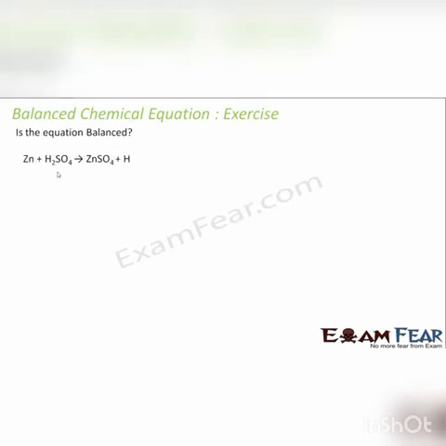The first equation is zinc plus H2SO4 equals ZnSO4 plus H. Let's see if it is balanced or not. You have this reactant and you have this product. In reactant you have zinc. How many zinc? 1 zinc. In product how many zinc? 1 zinc. Zinc is balanced. Let's take sulfate SO4. It's a compound actually, so we'll take it in one go. SO4 is how much in reactant? 1. Product is how much? 1. Correct.